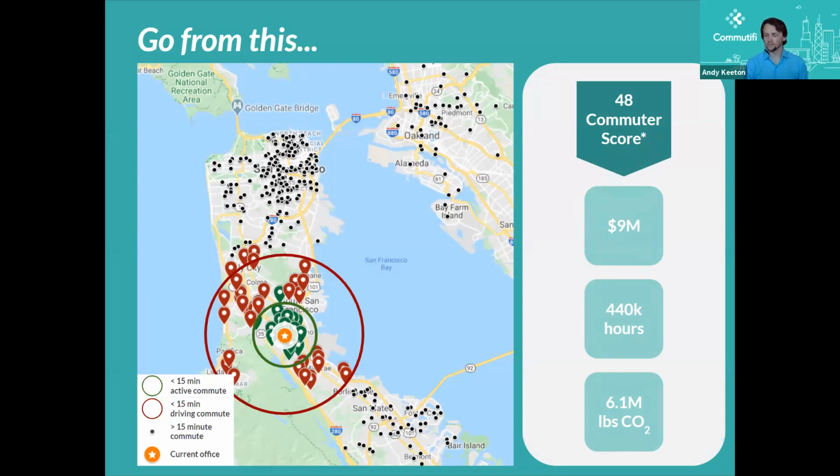100 would be a perfect score. It's costing employees and the employer $9 million a year, 440,000 hours, and over 6 million pounds of CO2.